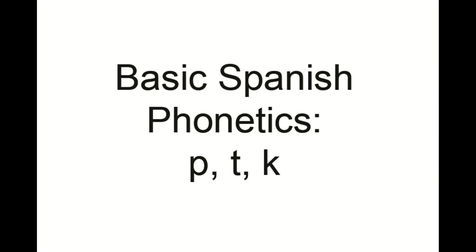In this video, we will learn how to pronounce the Spanish sounds P, T, and K. In Spanish, the P sound is only written with the letter P, and the T sound is only written with the letter T. However, there are three possible ways of representing the K sound. Two of them are extremely common, and the third is exceedingly rare.